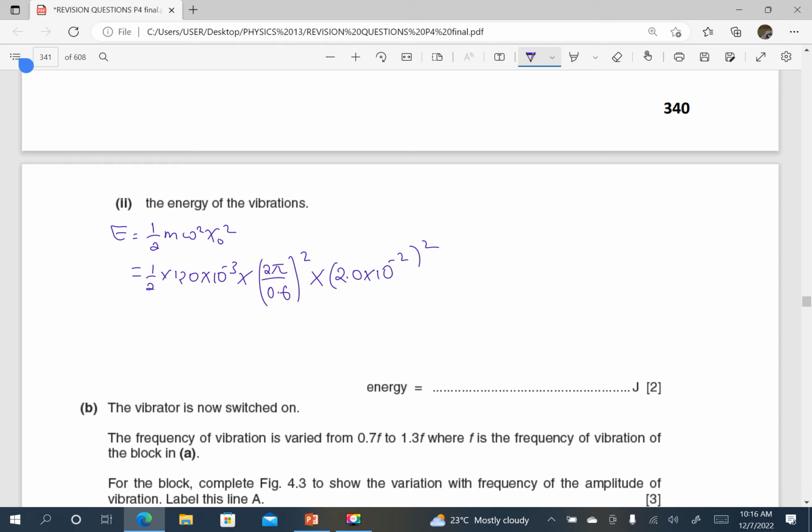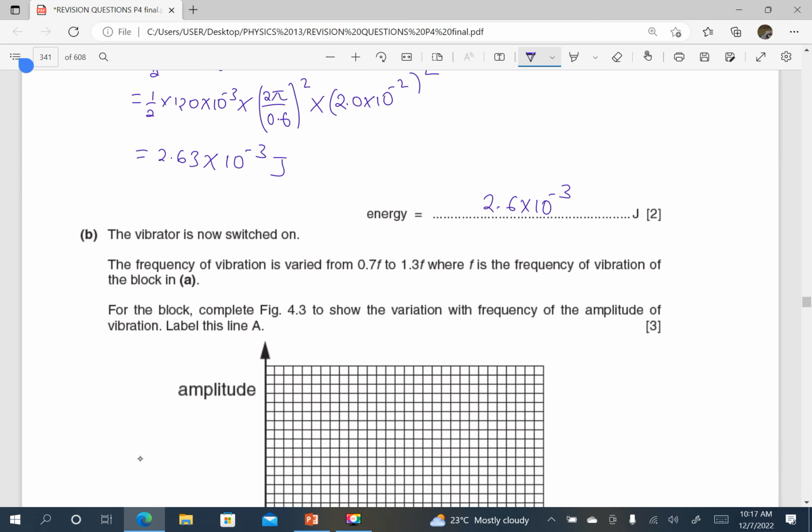So I am getting 2.63 times 10 power negative 3 in joules. Or I will just write 2.6 times 10 power negative 3 in joules.